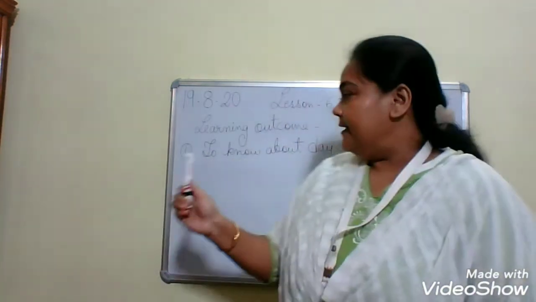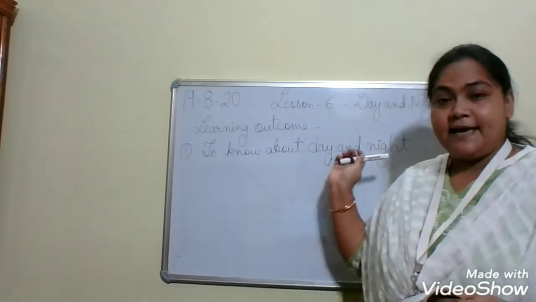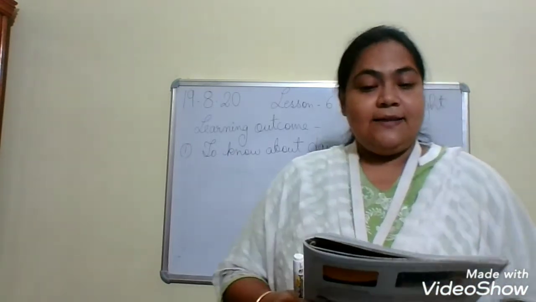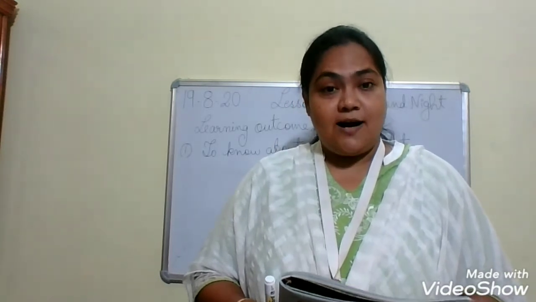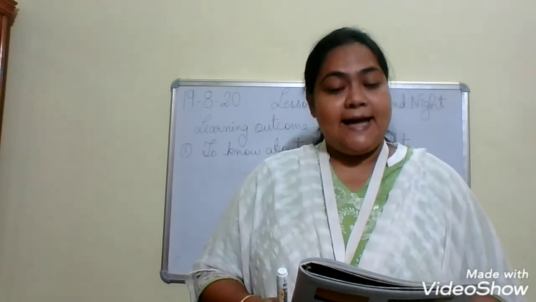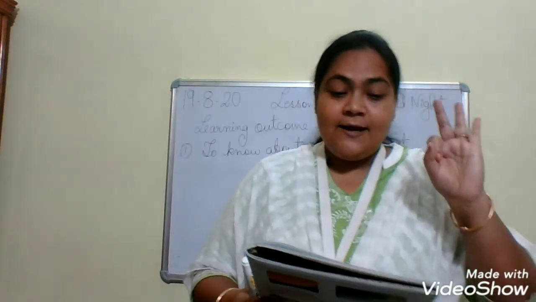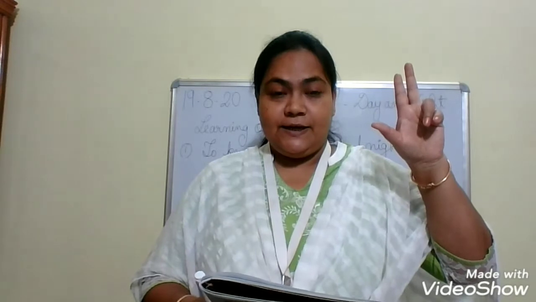Okay, children, these are the things we have learned from this objective, that is to know about days and night. Days are bright and warm, nights are dark and cool. A day starts with morning and ends with evening. And there are three main parts of the day, that is morning, afternoon and evening. These are the main three things we have learned.